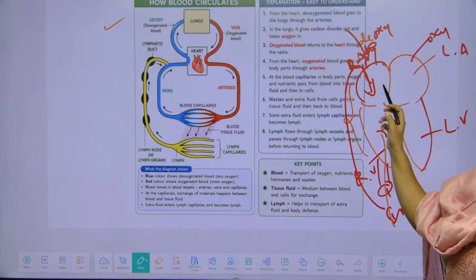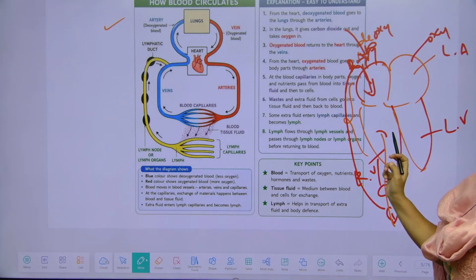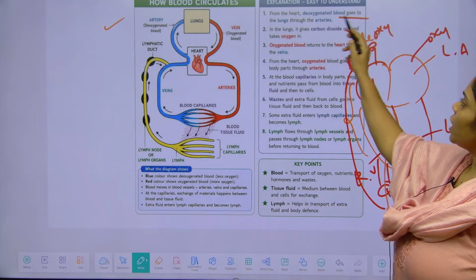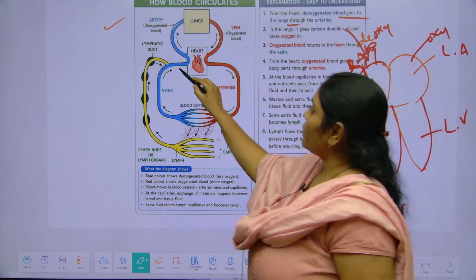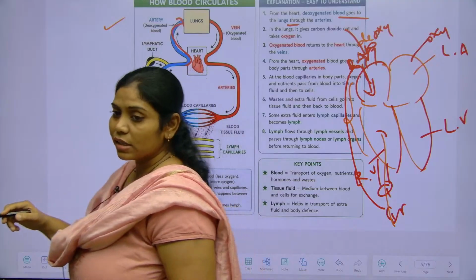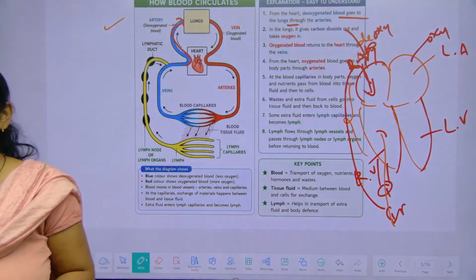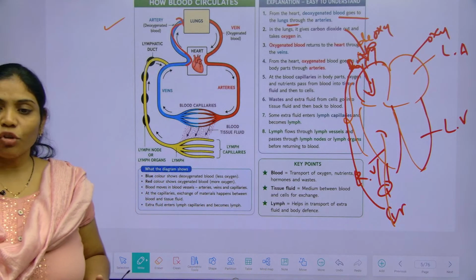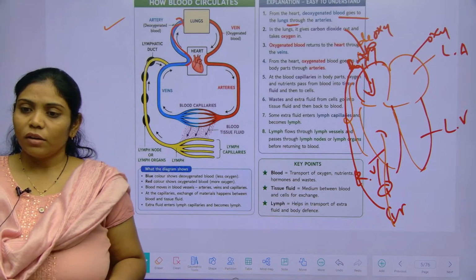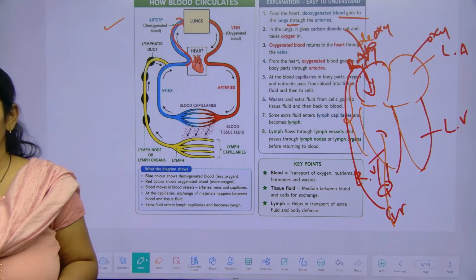So what I want to conclude here, see from the heart. Now in the heart chambers deoxygenated blood is there. From the heart, deoxygenated blood goes to where? To the lungs. For what purpose? To become oxygenated. In the lungs what will be there? Oxygen, a large amount of oxygen will be there.